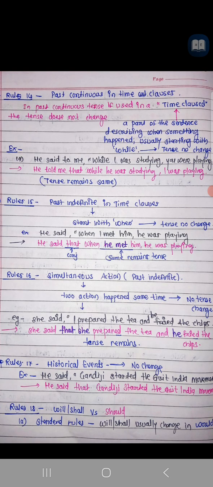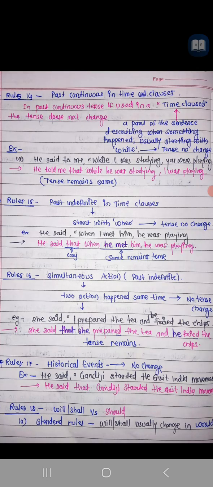He said, when I met him, he was playing. To convert into indirect speech: he said that when he met him, he was playing. It means the tense remains the same, no change, only the conjunction that. Next, simultaneous actions in the past indefinite: two actions happen at the same time, no change of tense. That means only one tense remains.